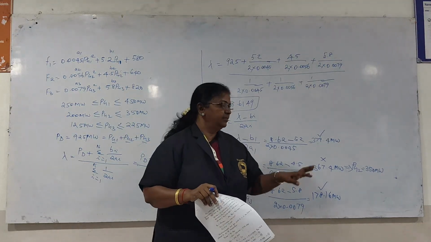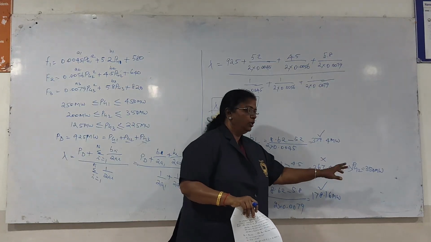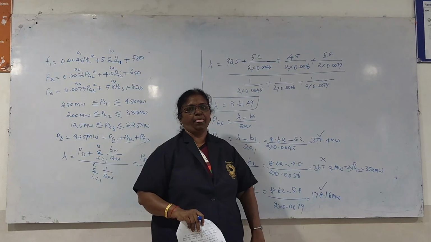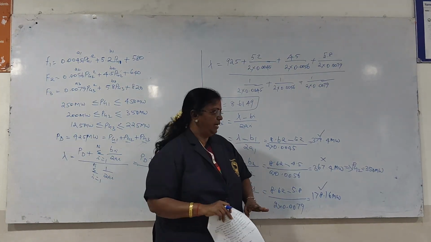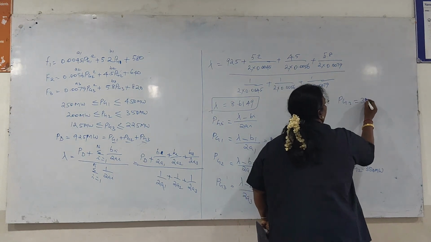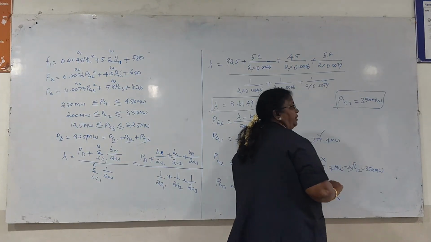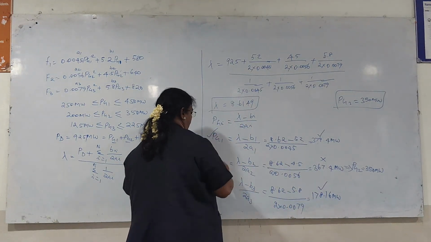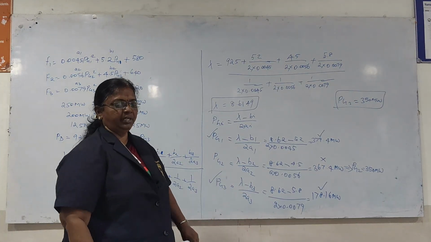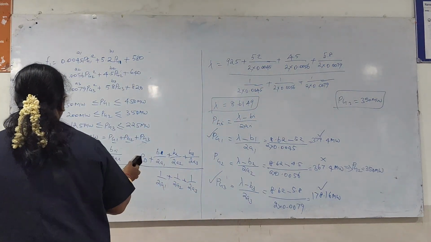But in our case, PG2 is exceeding the maximum limit. So that's why we fixed PG2 as 350. So the final answer for PG2 is 350. So we have to calculate PG1 and PG3. How to do that? I will erase this one. Okay.